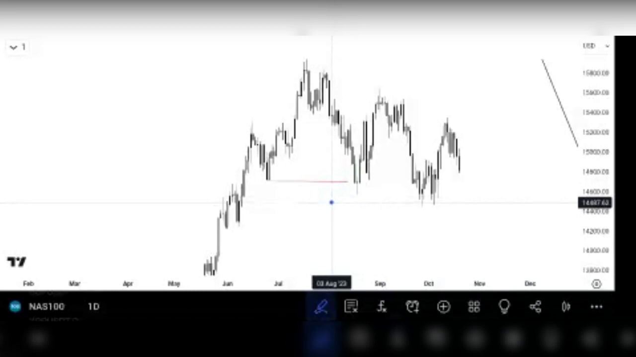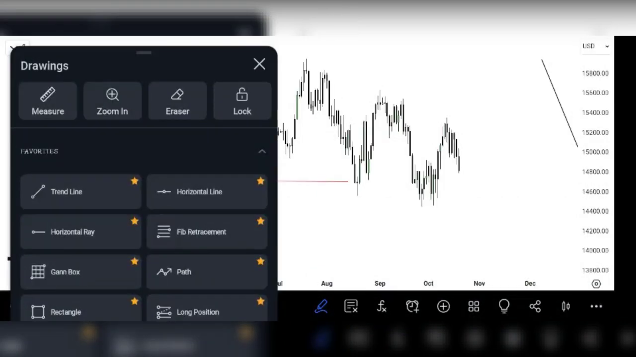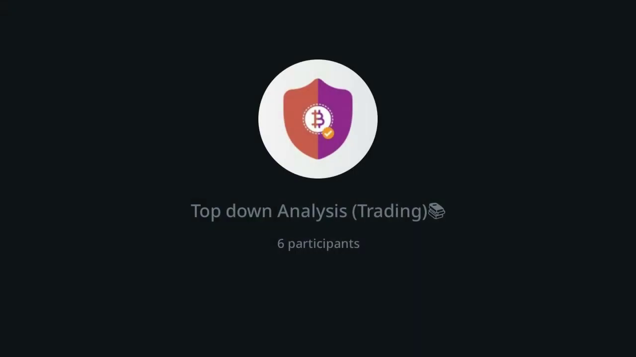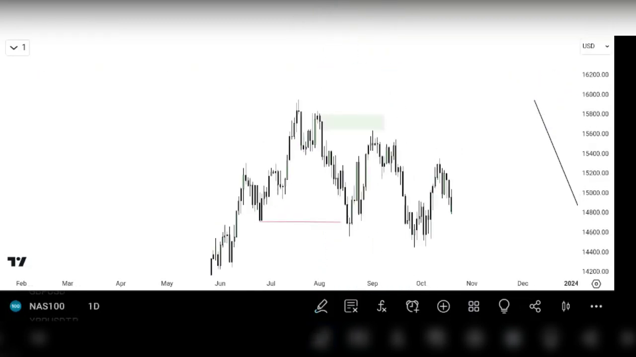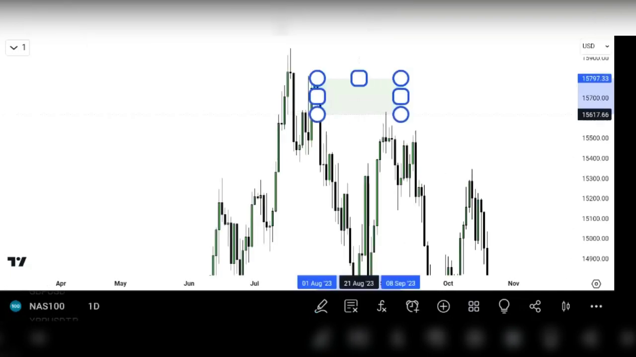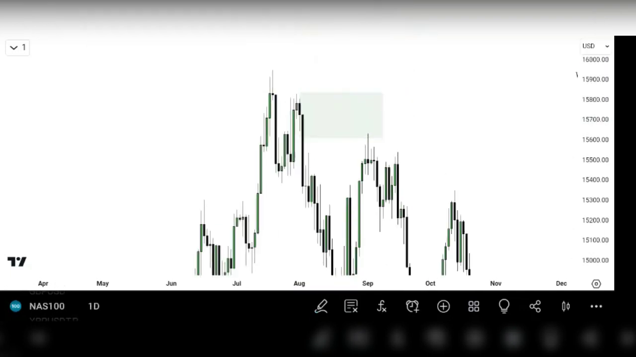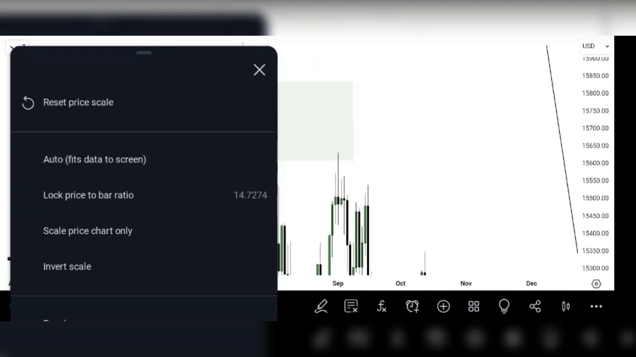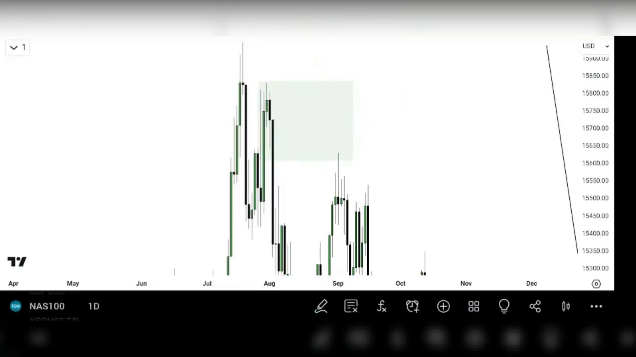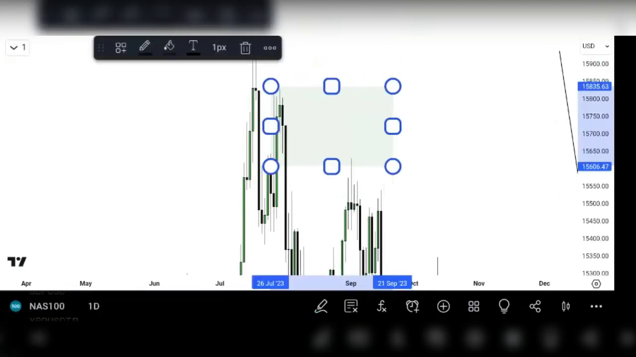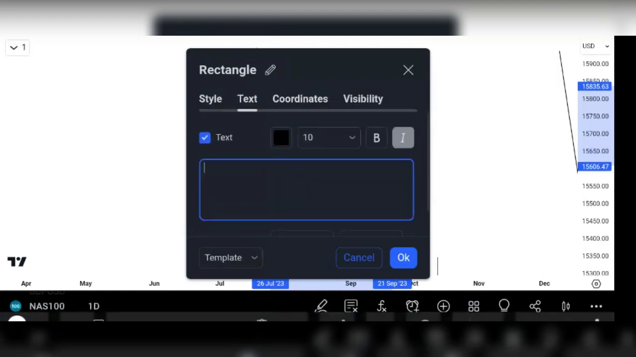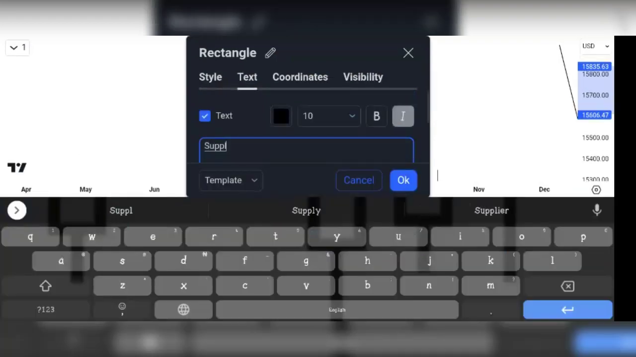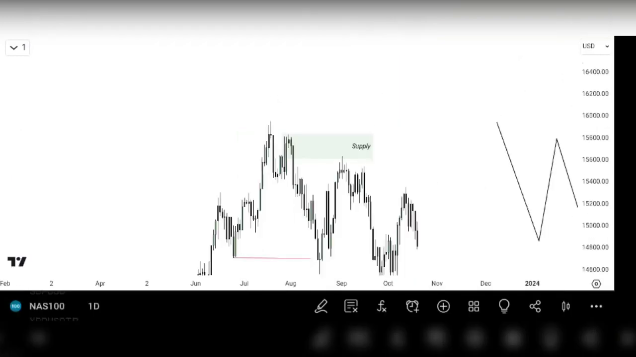Now look at this point. When we also talk about demand and supply or order blocks, look at this point. This place is more of an order block. Let's just take the full of this. Then you can see that this is a supply zone. Let's label it as supply. And I'll explain something to it.